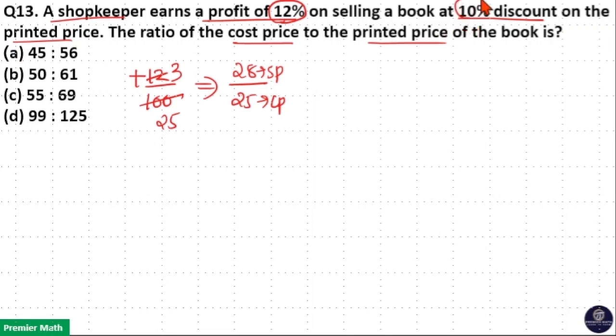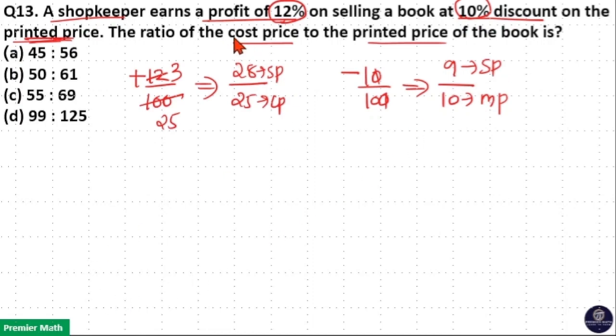Now there is a 10% discount on the printed price. Discount is on the printed price. Now discount means minus. So 10% means 10 by 100. Now minus 1 by 10 means if 10 part is the printed price, because discount is on the printed price. If 10 part is the marked price or printed price, that means price tag, then 10 minus 1, 9 part is the selling price. If 10 part is the price tag, then 9 part is the selling price.